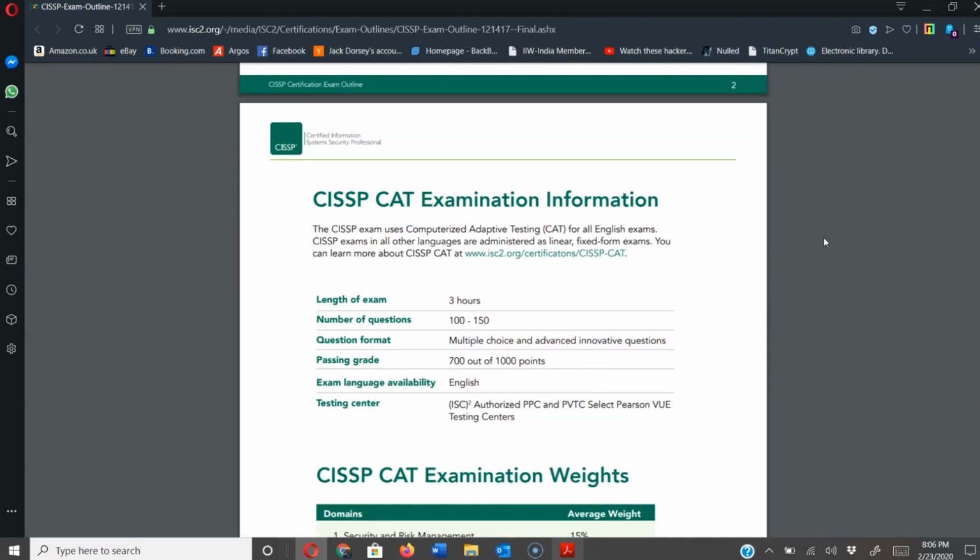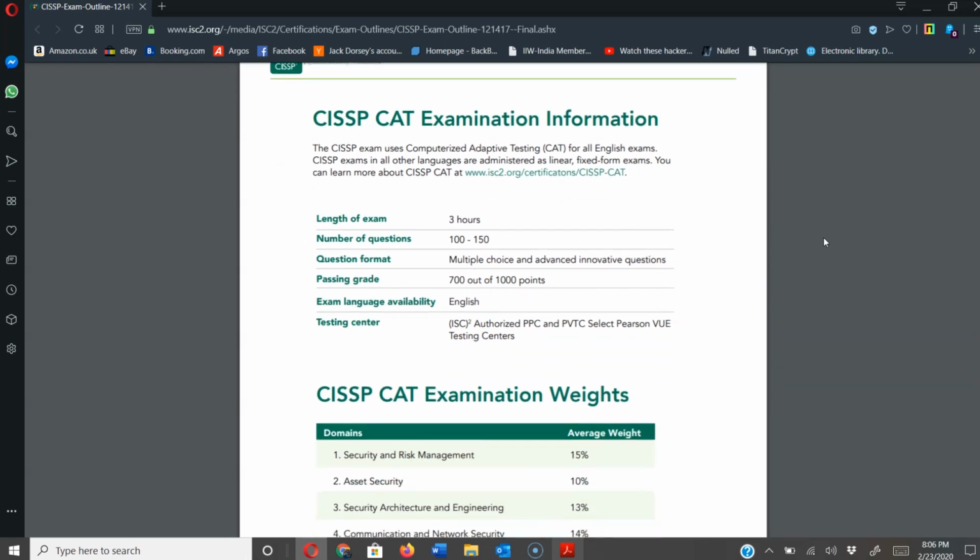That's where the drag and drop and the hotspot come into the picture. Though based on experience, I can tell you that 90% of your questions will be multiple choice. 10% would be either drag and drop or hotspots. Passing grade is 700 out of 1000 points. Exam language availability is English.